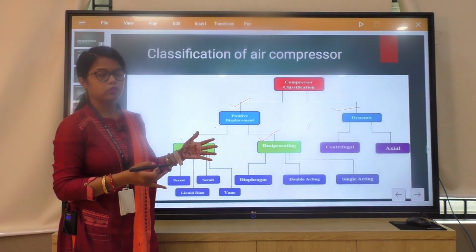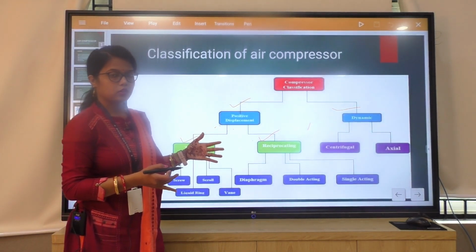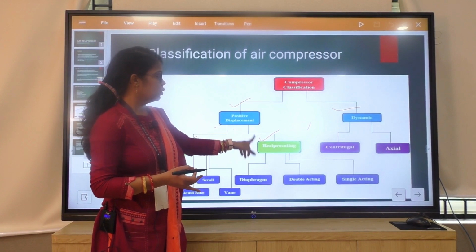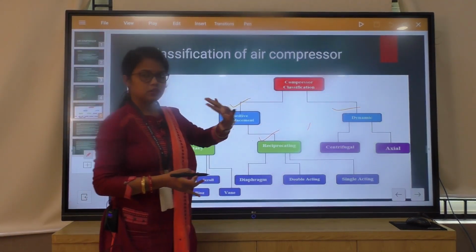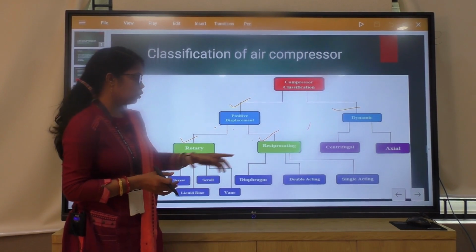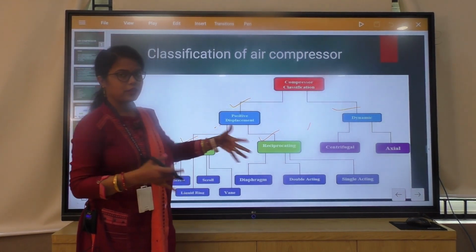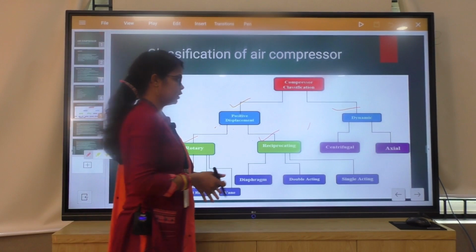I was telling you about the reciprocating compressor, about the piston. I was telling you about the cylinder and piston, that is under the reciprocating compressor. So, it is under the positive displacement type, and this is the compressor classification. Though it is widely used, that is why I was telling about the reciprocating compressor.